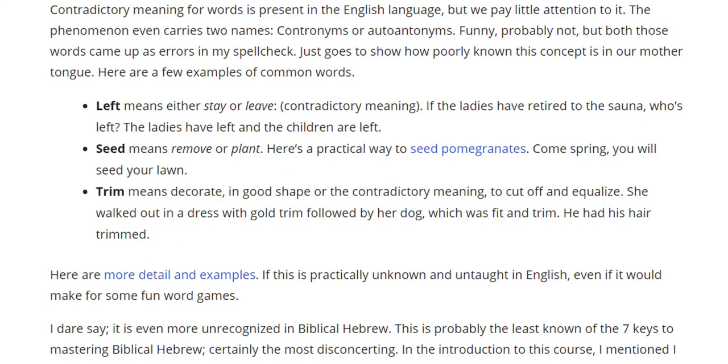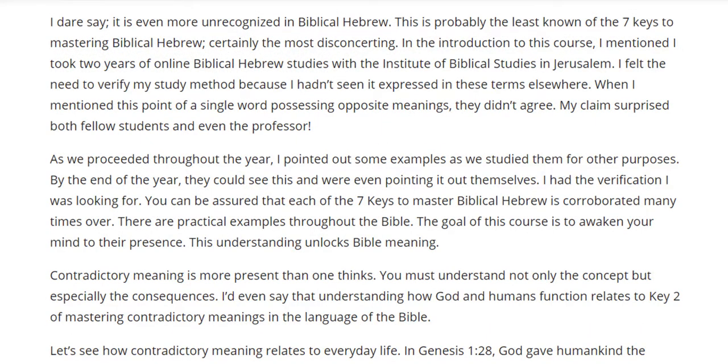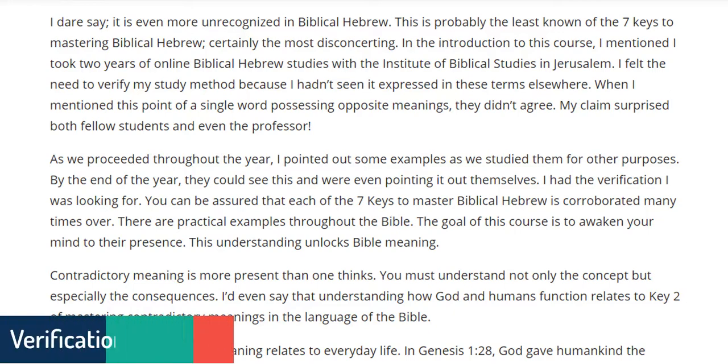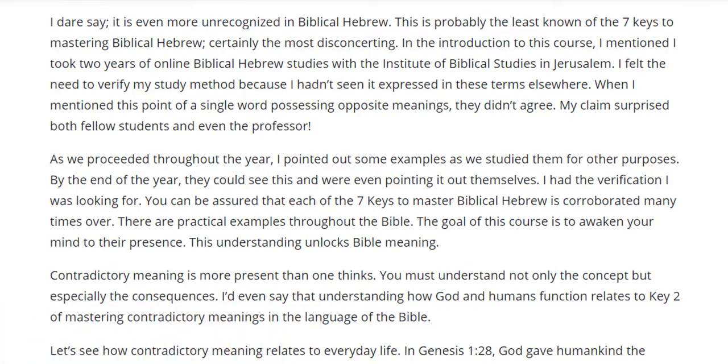If this is practically unknown and untaught in English, even if it would make for some fun word games, I dare say it is even more unrecognized in biblical Hebrew. This is probably the least known of the 7 keys to master biblical Hebrew, certainly the most disconcerting. In the introduction to this course, I mentioned I took 2 years of online biblical Hebrew studies with the Institute of Biblical Studies in Jerusalem.